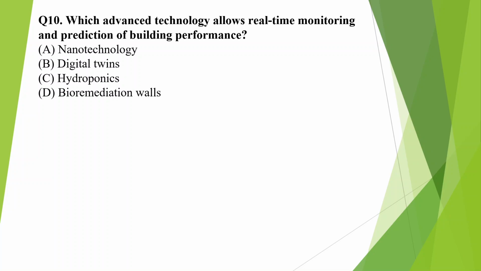And for others who have not answered, I would like to tell you all that option B is the correct answer for question number 10, where these digital twins are the virtual counterparts of real buildings that simulate, monitor and optimize the energy performance in real time. That's why real-time monitoring or prediction with the help of digital twins is the correct answer.